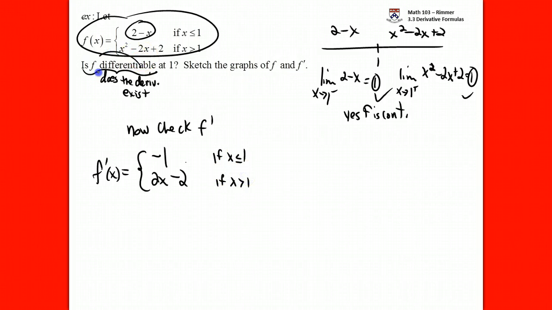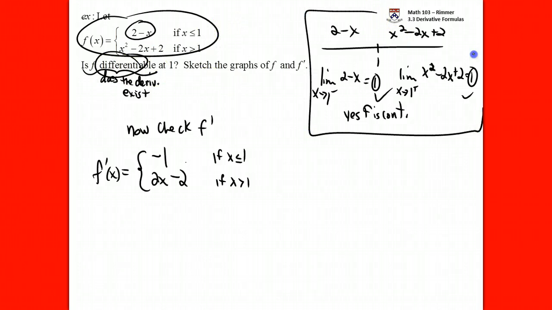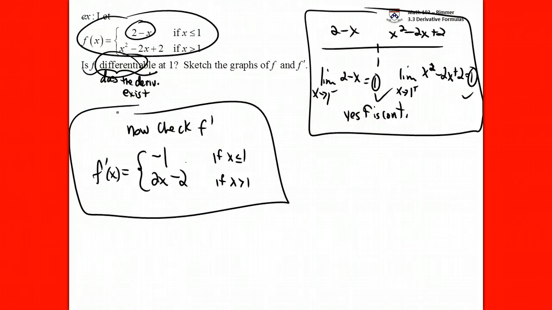Okay, so when you have this question, a piecewise function, is it differentiable? First check this. If the answer is no, then you're done. And now check this. If the answer is no, then you're done. But if the answer is yes, you're also done. The answer is yes to the question. Yes, it's differentiable. And no, right? At 1, these guys don't meet up.